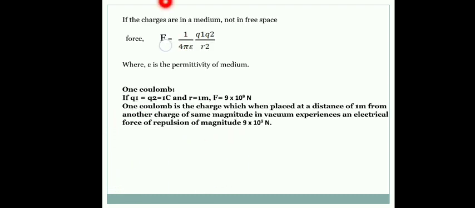Suppose the charges are not in vacuum, the charges are in a medium. In such cases, what will be the expression of electrostatic force? Electrostatic force F can be written like this: 1 by 4 pi epsilon into Q1 Q2 by R square. See here, we didn't write epsilon naught, we are writing just epsilon. This epsilon represents the permittivity of the medium. Whatever medium we have taken, it can be air, water, oil, glycerin, anything can be a medium.